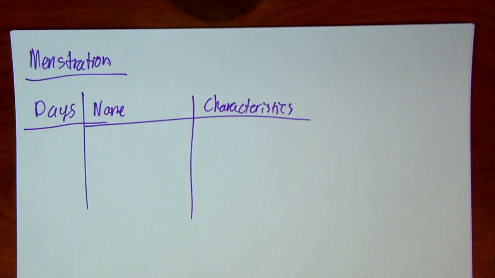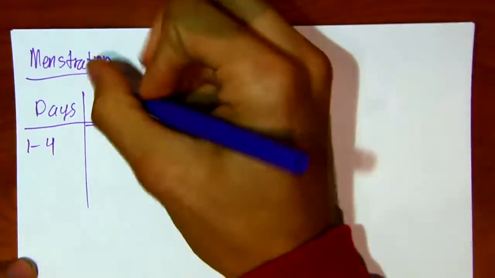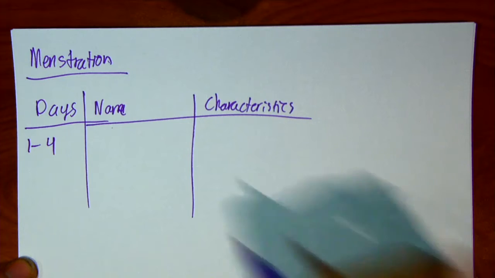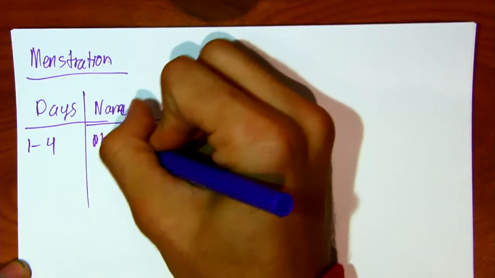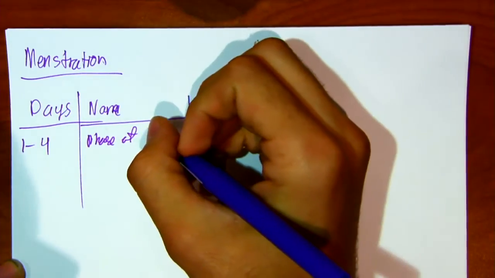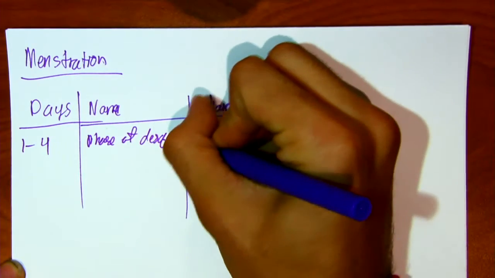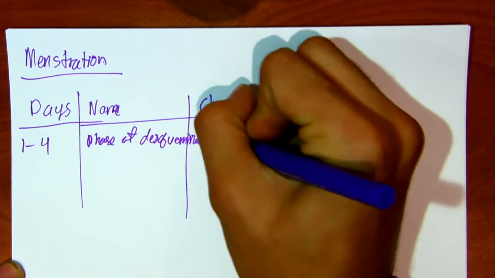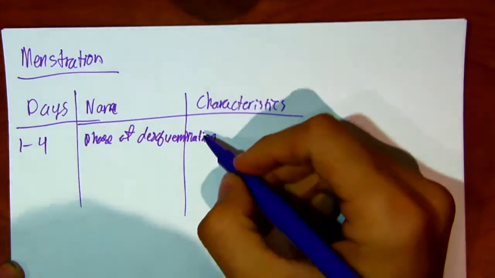Menstruation is broken up into how many different cycles or how many different phases? Yeah, it's about 3. So the first cycle is from day 1 to day 4. This says name right here. All right. Do you guys know what this phase is called? Yeah, so it's the phase of, and this word's always hard to say, it's dissemination. Did I say that right?